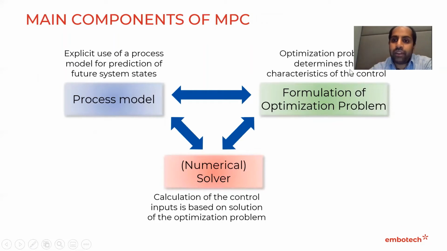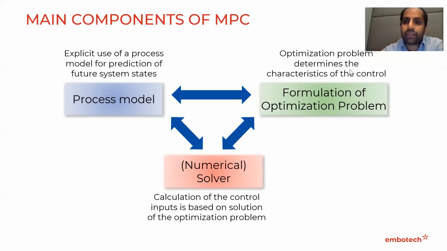So what are the main components of model predictive control that you need to take care of when you design a control algorithm? You have the process model, and you need to have an explicit process model for prediction of future system states. As I said, this is a mathematical model, so it could be a state space model or an ordinary differential equation system. So you as a user have to have this process model that describes your system.